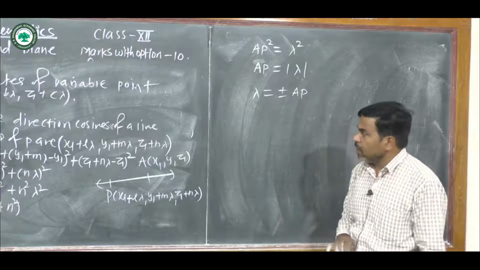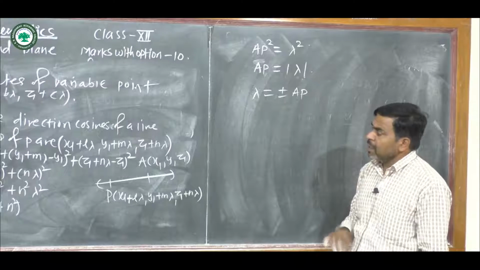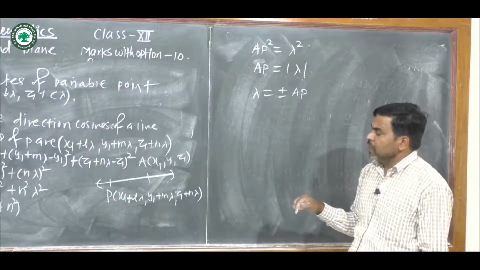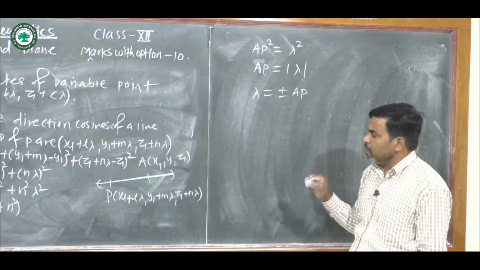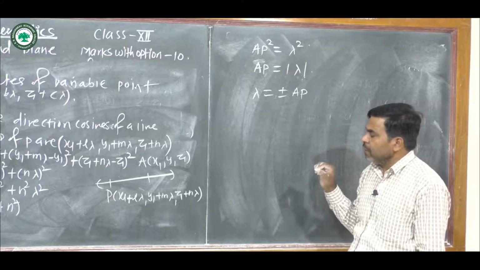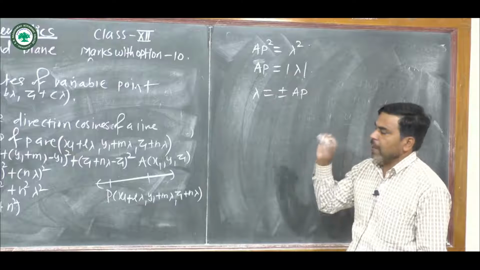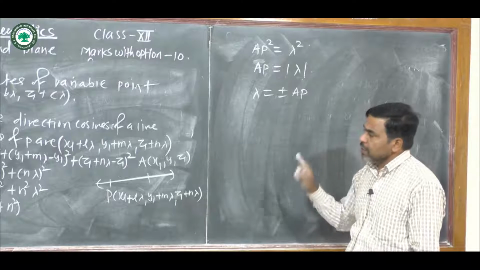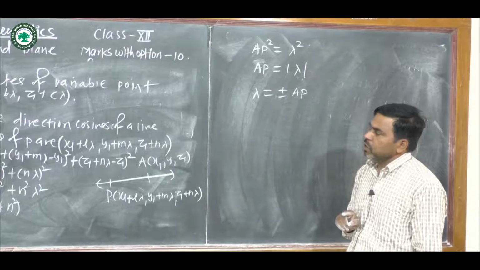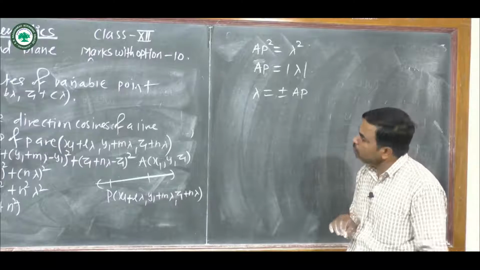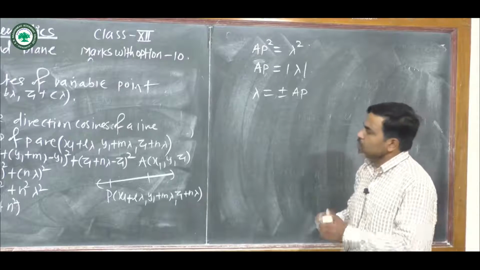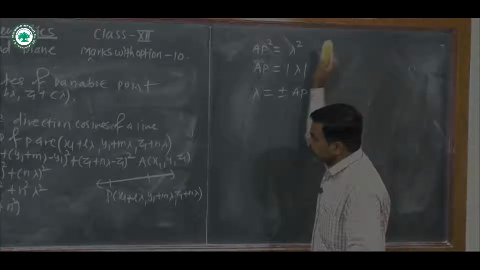So remember, what is lambda? What is the parameter? Parameter gives us the distance of a variable point P on the line L from the base point A. So this is everything about the Cartesian equation of a line passing through the given point and having direction ratios. So let's see the next theorem.